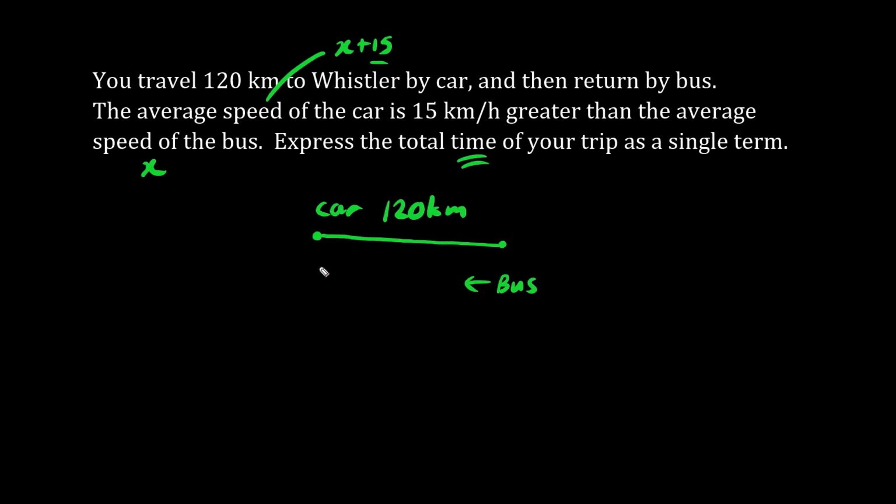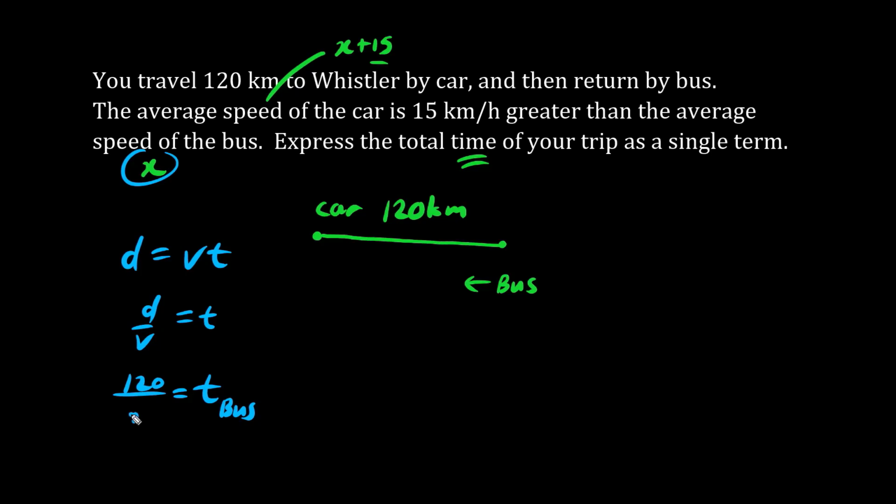So we're interested in time. We have the classic formula, distance equals velocity or speed multiplied by time. And focusing on the bus, the velocity is x. So t equals d over v. So the time of the bus is equal to the distance, which is 120, divided by the velocity, which is x. Let's now focus on the formula, not for the bus, but for the car. So the time for the car is equal to distance 120 over x plus 15, because that's the velocity of the car.